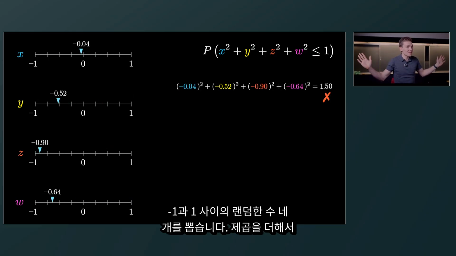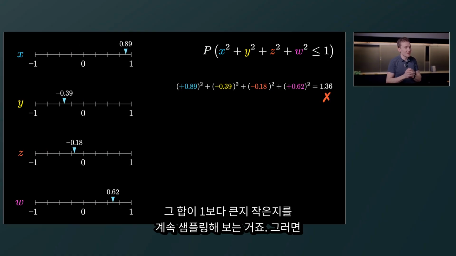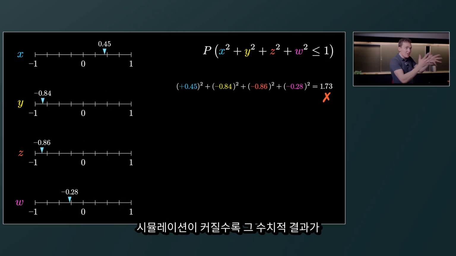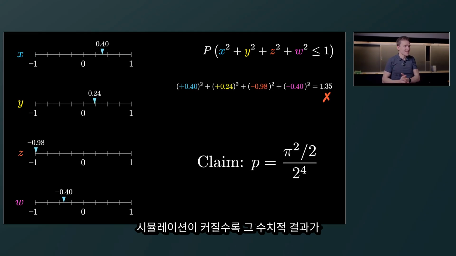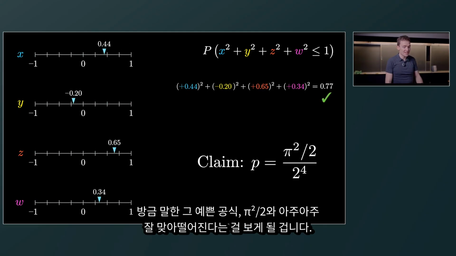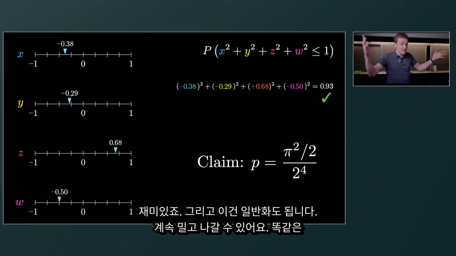You have to choose 4 random numbers between -1 and 1. You add up their squares, and you just sample when the sum of those squares ends up bigger or smaller than 1. And what you'll find is the numerical answer ends up lining up very, very closely, the bigger your simulation is, with the formula that I just gave you, that nice, beautiful pi squared divided by 2. So that's fun, and it's also generalizable. We could just keep going.